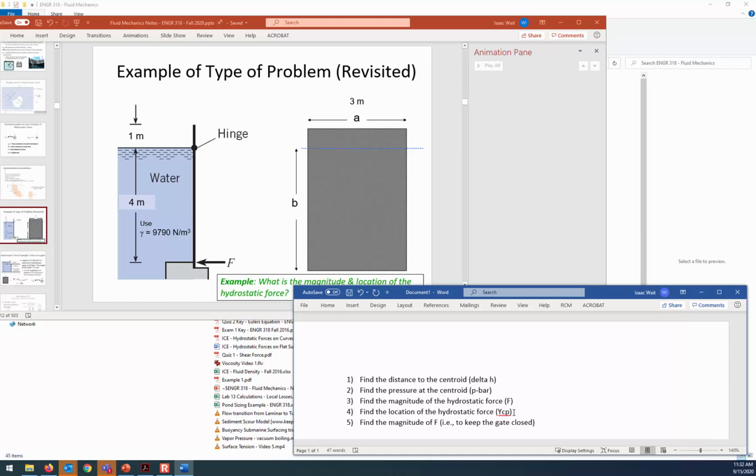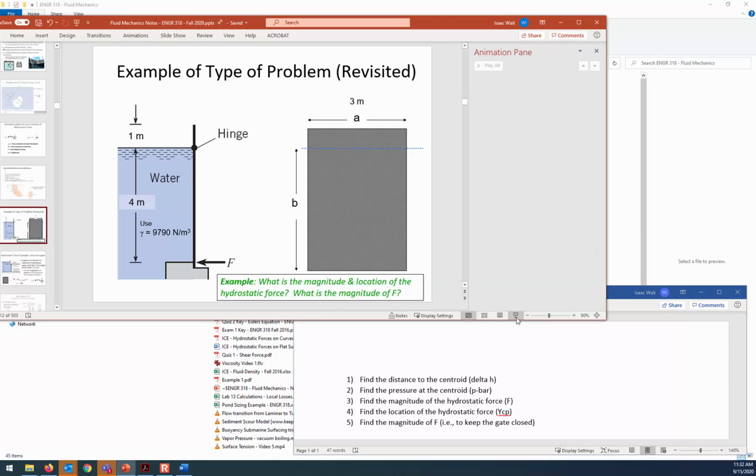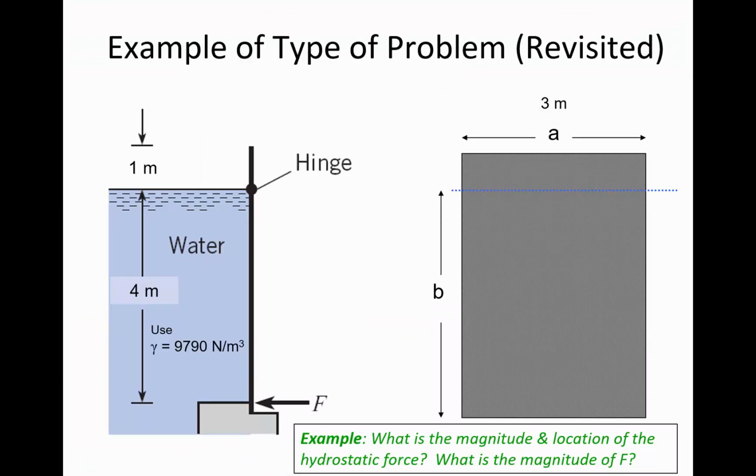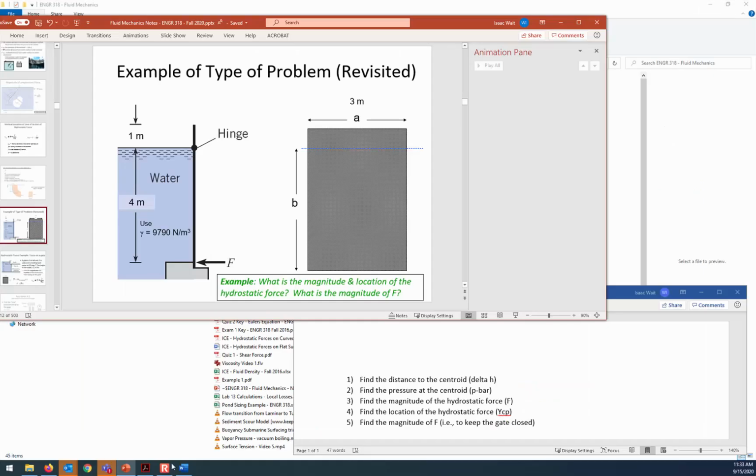Okay, first of all, distance to the centroid. Just by inspection, we should be able to know what is delta H. Anybody willing to venture a guess what is the depth to the centroid, the delta H that we're going to use in this problem? Reagan has it there. It's 2 meters. That's right. All right. So let me just gradually reveal the solution here.